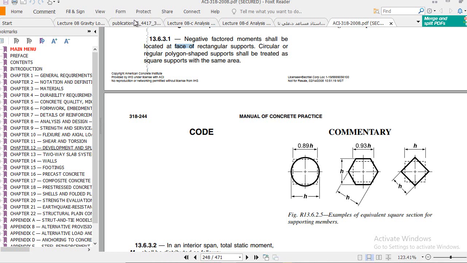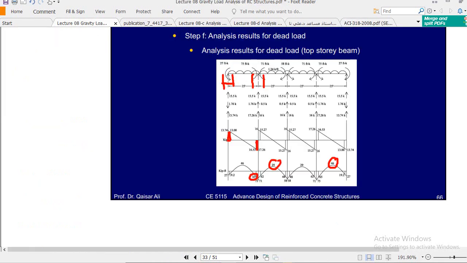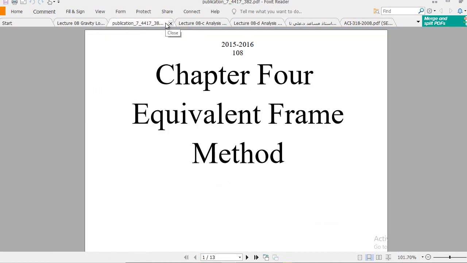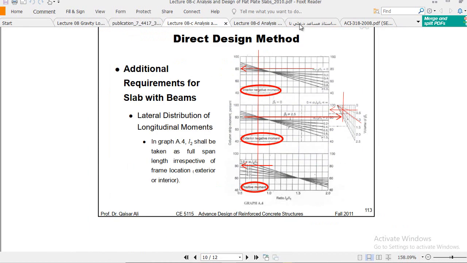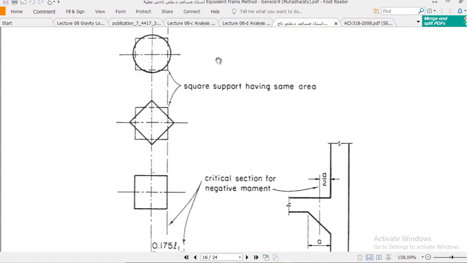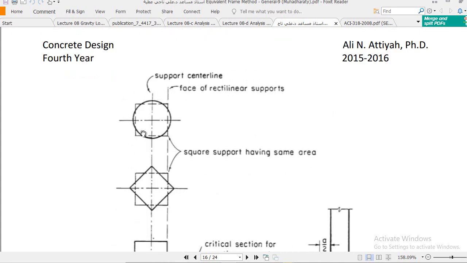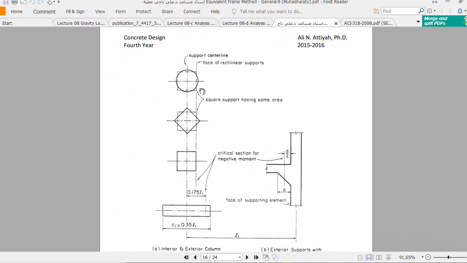Clear? And for example, if you have a wall section, this is also very important. If you have a wall section, then what will you do? You see here, if you have a circle, you have to find out the face moment. This is very important. Many students are confused by these diagrams. So you have to find out the face of your column. So in this circular shape column, what will be your face? This one will be your face.